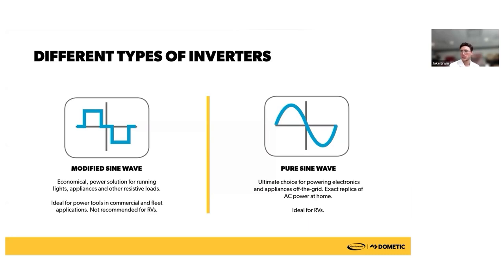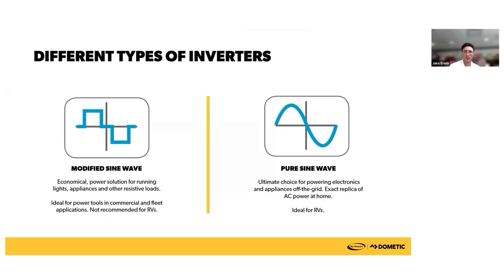But for sensitive electronics like we have in an RV, modified sine wave inverters just don't cut it. They can actually cause damage to some of the more sensitive electronics, so we generally just don't recommend them at all for RV applications. And that's where pure sine wave comes in. Pure sine wave inverters are designed to replicate the exact type of AC power you'd expect from a household outlet. Very smooth waveform like we see in the picture.